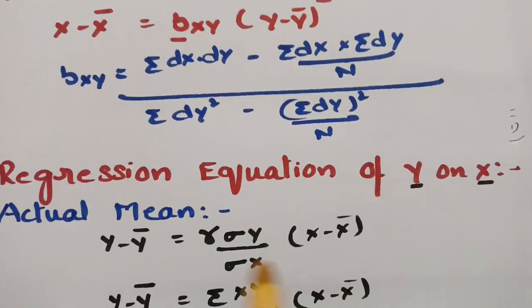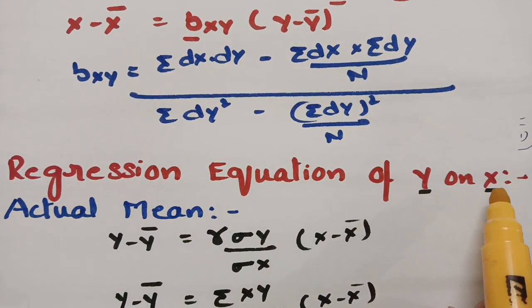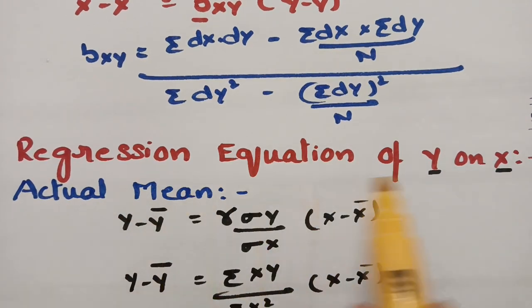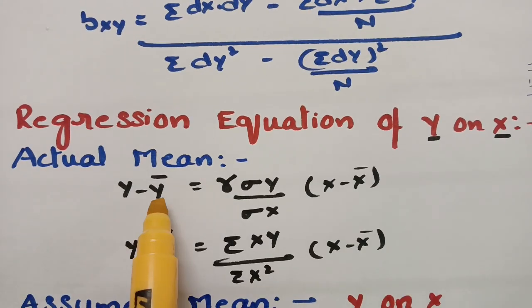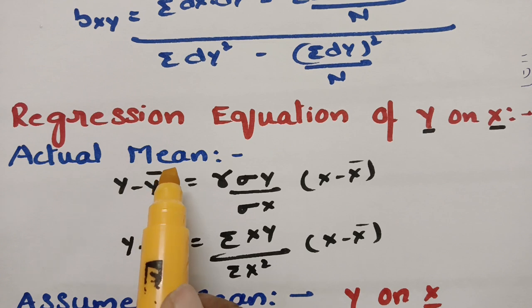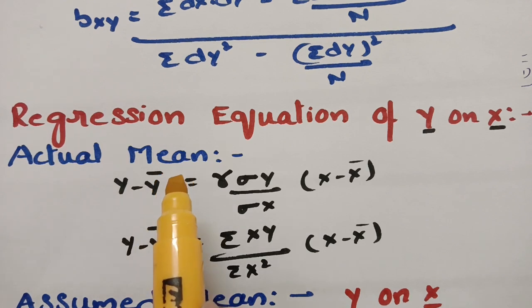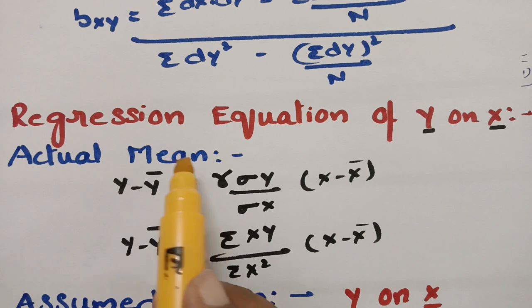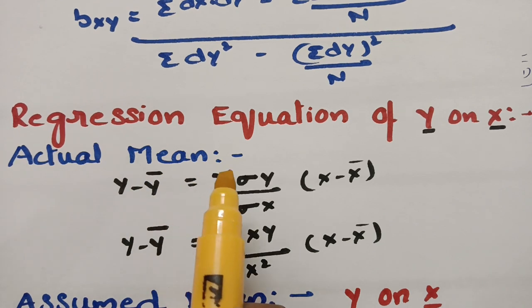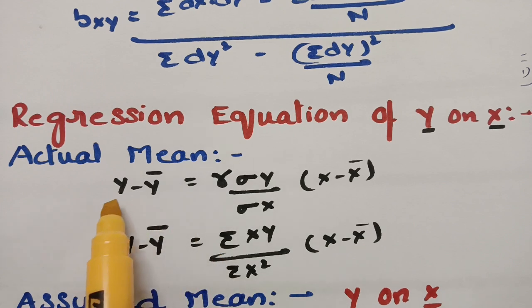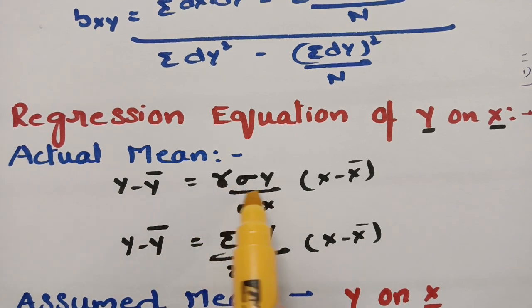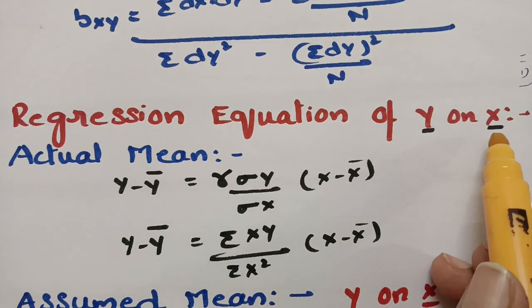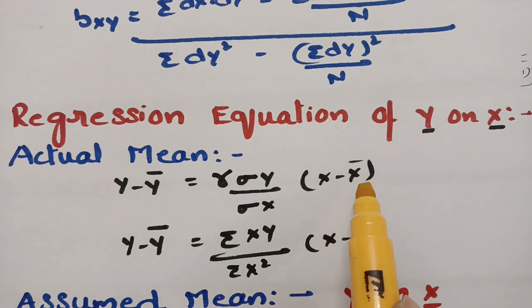And the next equation is the regression equation of y on x. For the actual mean, we have to start with y minus y bar. We select this actual mean when the arithmetic mean is a whole number, when it is not a fraction. So we have to choose the actual mean, directly taking that mean. That is, y minus y bar is equal to r into sigma y by sigma x into, we have to end up with x minus x bar.